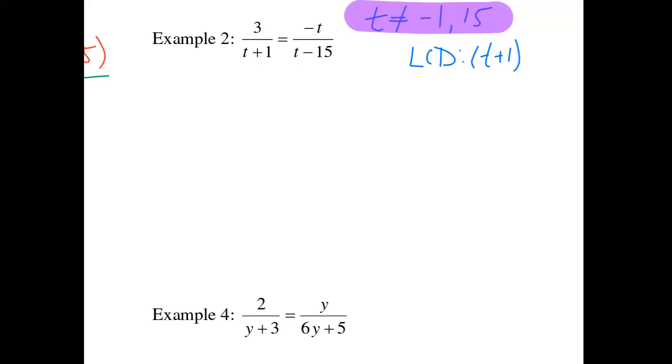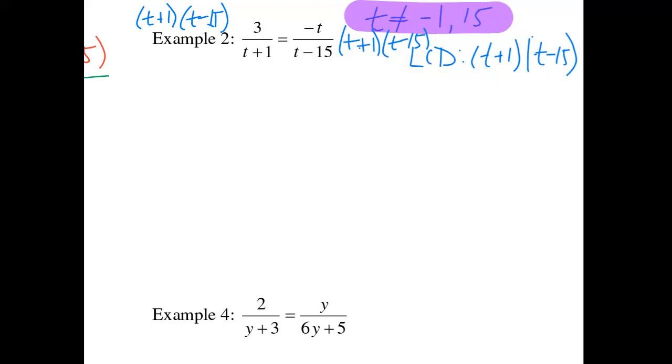All right, so t plus 1 and t minus 15 would be in our LCD. Next step is to multiply both terms, in this case since there's 2, by our LCD. Over on the left-hand side, we're going to multiply by t plus 1, t minus 15. Over on the right, we're going to multiply again by t plus 1, t minus 15. And now we look for things to cancel and figure out what we actually have to multiply.